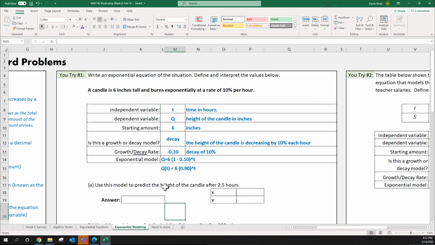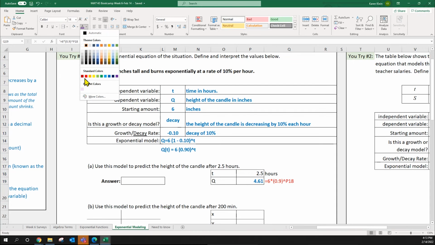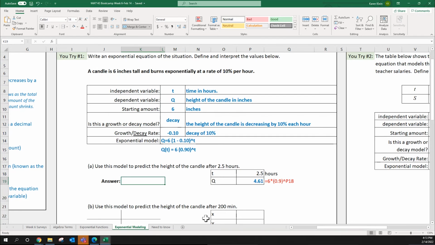Now let's use this model to predict the height of the candle after 2.5 hours. Just like we did with our linear, I need to change my variables because we're now in T and Q. So let's change this to T and Q. We're going to start with 2.5 hours, and we need to calculate our output based on that 2.5. So we put in our equation: 6 times 0.90 raised to the power of our input. So the height of our candle after 2.5 hours is 4.61 inches.